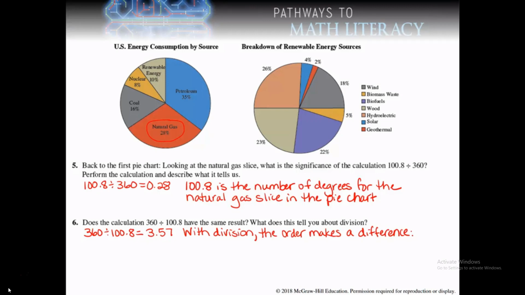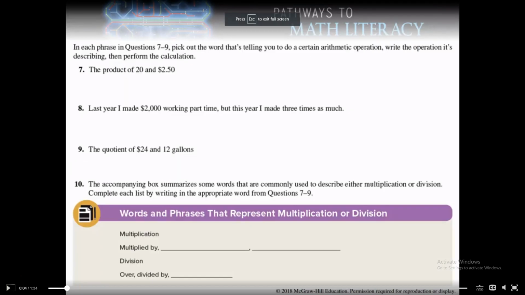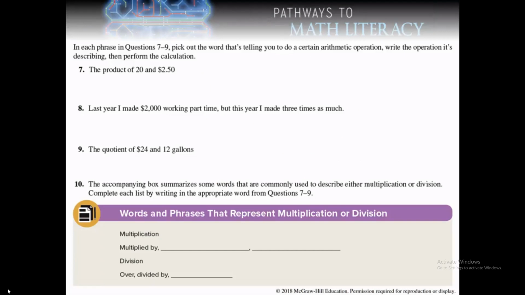In 7 through 9, we're picking out the word that tells us which arithmetic operation to use. So in number 7, the product of 20 and 250, product means multiply. So we'll do 20 times $2.50, and that comes out to $50.